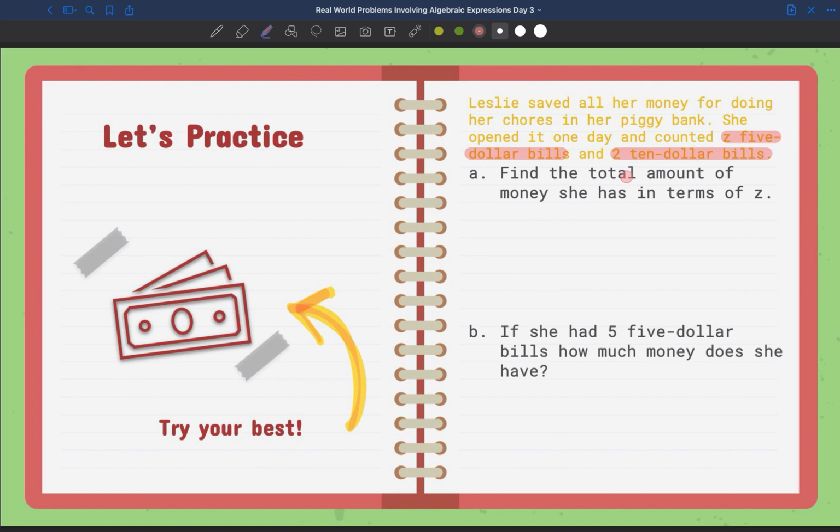Part A is asking us to find the total amount of money that she has in terms of z. So we're trying to find out how much money she has in terms of z. If you want to go ahead and stop the video and try part A on your own, we'll come back together and see if we have the same answer.